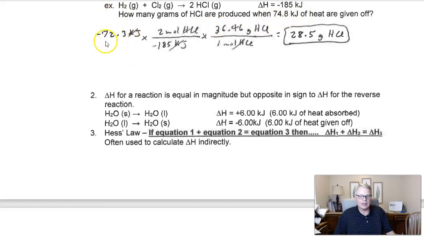I have no idea where 72.3 came from. Maybe I had that in my head. I don't know. But it should be 74.8. If you want to change it, you can. But that's what it should be.